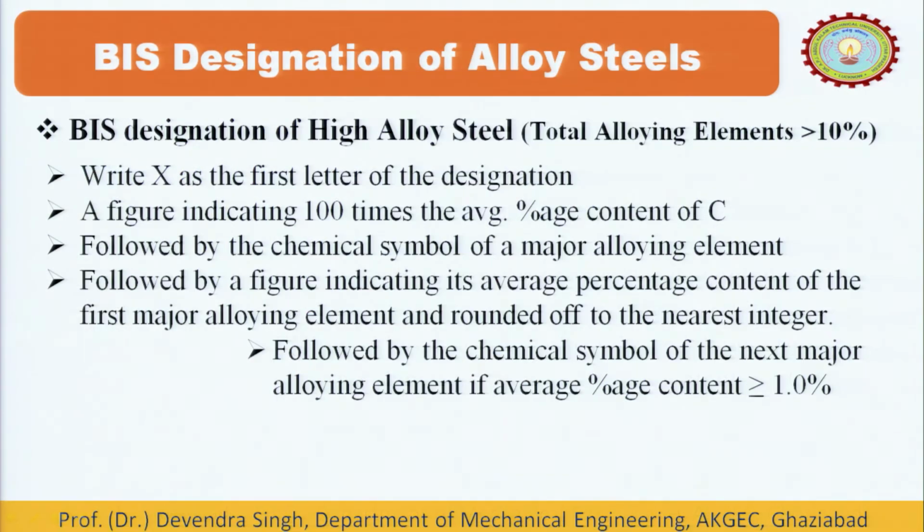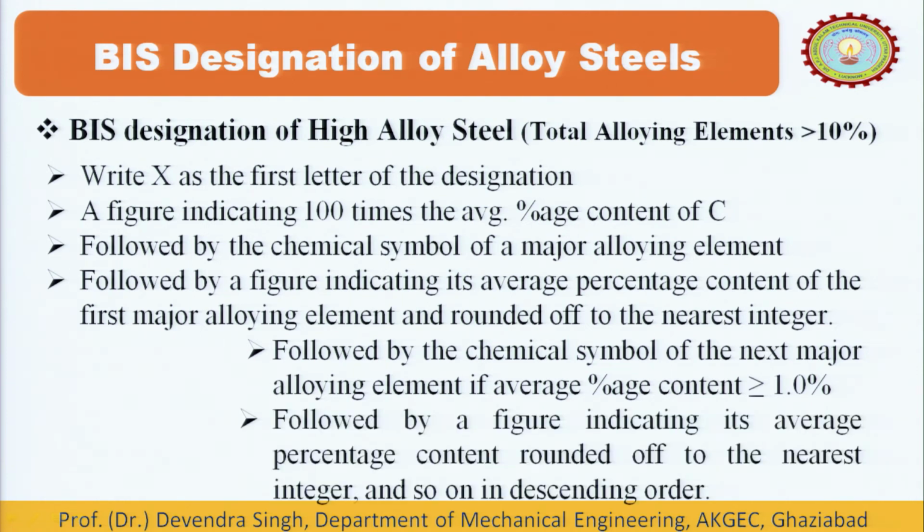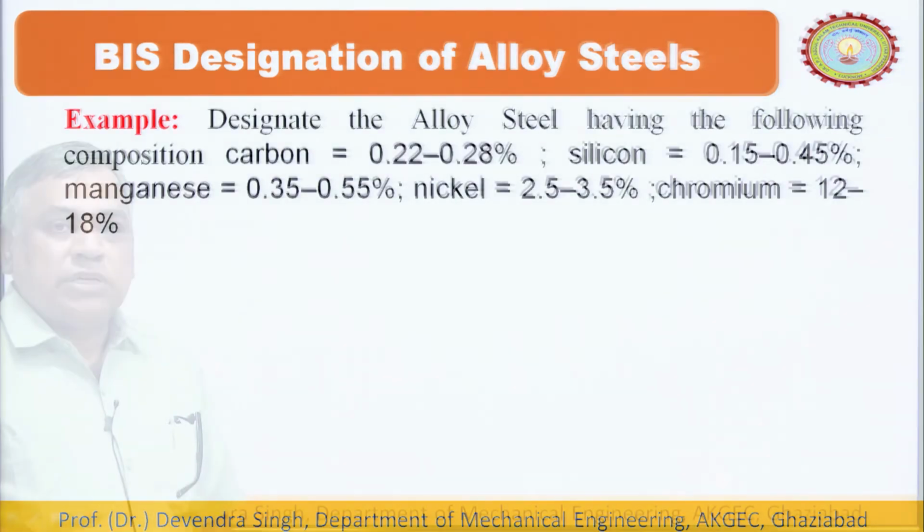Then after that the second alloying element symbol, then after that symbol you write that alloying element's average percentage content rounded off to the nearest integer, and so on in the descending order. You will write the complete designation, and here we should note the average percentage content should be more than 1%. If it is less than 1%, then it should be written underlined. So, this is an example.